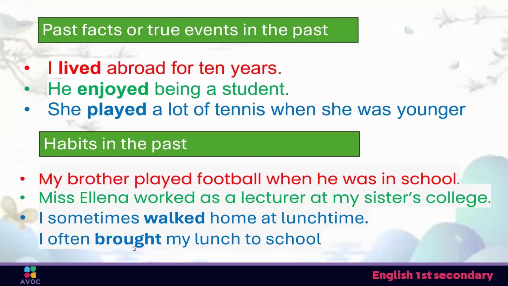Okay? The second sentence: Miss Elena worked as a lecturer at my sister's college. This thing is also habitual, something like a routine for Miss Elena to work as a lecturer at her sister's college. Okay? Right. Another example.